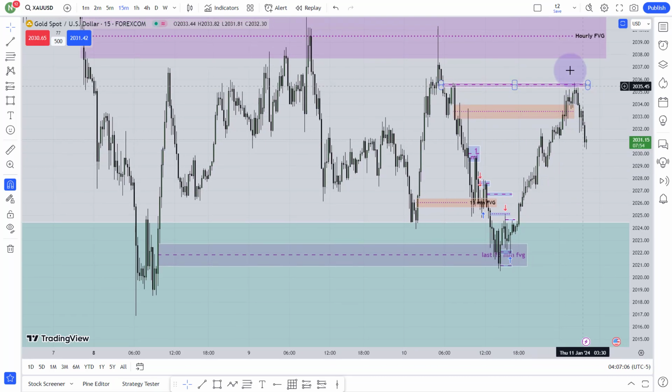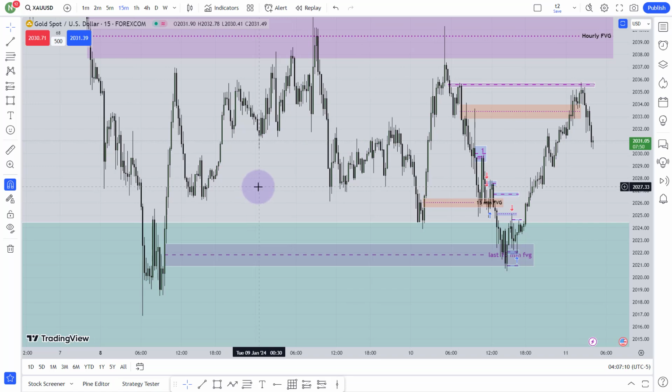Okay, so I'm on the 15-minute chart, and this is the gold chart. Stay with me, don't just leave. Stay until the end. You will learn so many things, trust me.